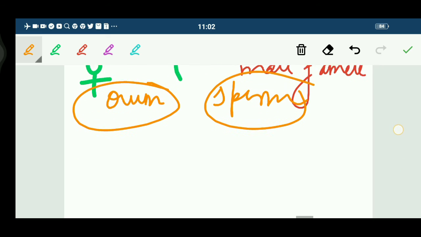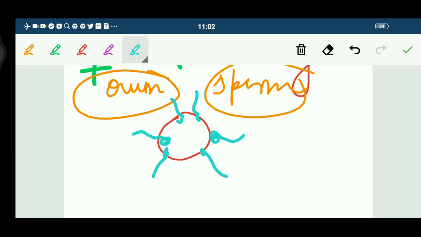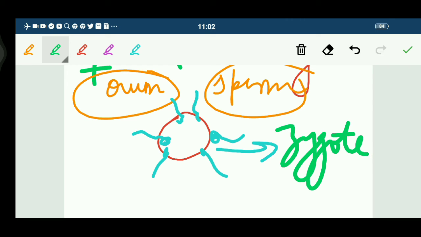Now students, what exactly happens? See, listen to this thing very carefully. Now, the sperm enters into the ovum. So this is an ovum. There are millions of sperm, students, but only one will enter inside the ovum. So now, the sperm enters into the ovum and fuses with it to form a new cell, which is called zygote. Remember this thing, which is called zygote.